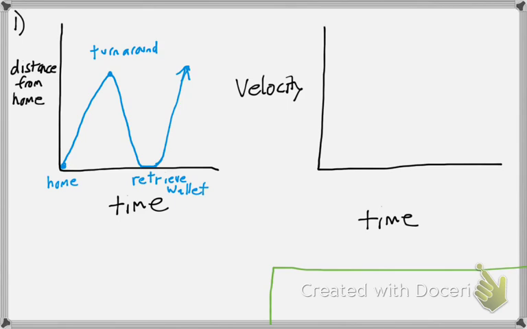Velocity, I need to be careful here because velocity is like your speed. So whenever your velocity is 0, that means that your distance is not changing. So we have to be careful here because definitely at home it's going to be 0. And also when we turn around, it's going to be 0. And also when we retrieve the wallet, it's going to be 0.